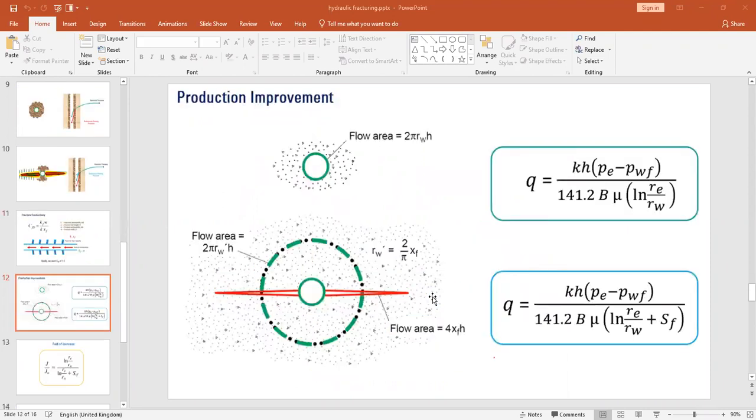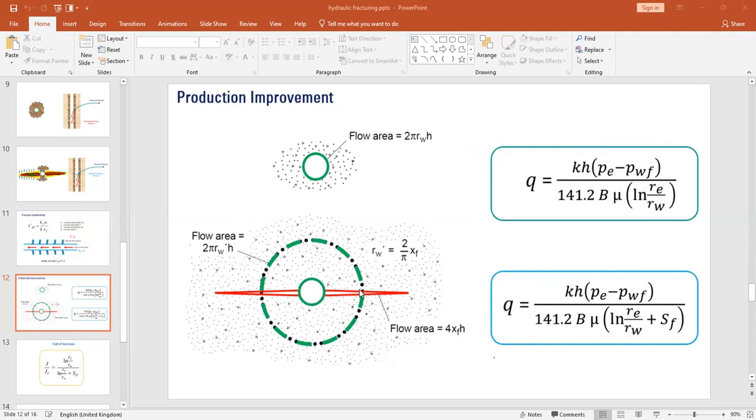As we were talking yesterday, we're talking about Darcy's law. The same principle that controls the flow of fluid in a natural situation is the same principle that controls the flow of fluid in a fracture situation. The only difference here is that we are now talking of the skin effect that comes in, which in this case is going to be negative, since we are talking of hydraulic fracturing, right?